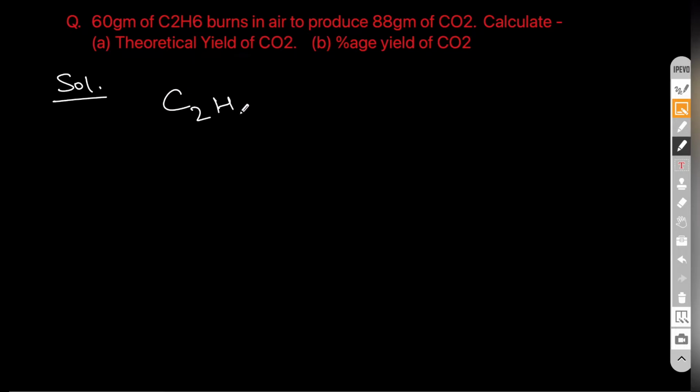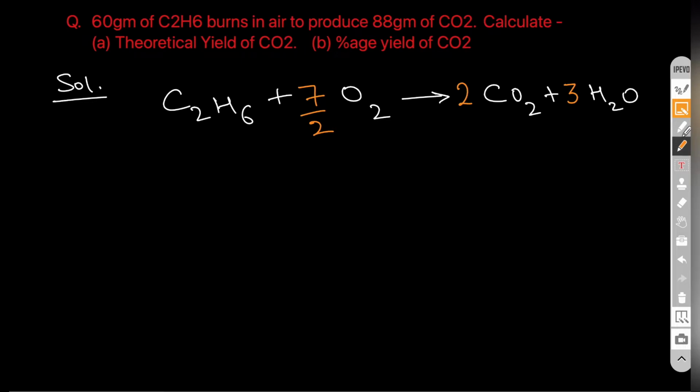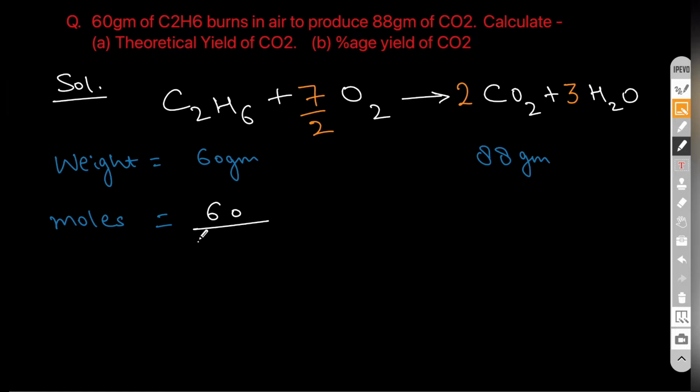First we'll write the reaction: C2H6 burns in air. For air we'll simply write O2, and it forms CO2 and water. Balancing the reaction: first balancing carbon atoms, then hydrogen and then oxygen. Here there are 7, so 7 by 2. Now the weight given for C2H6 is 60 gram and weight of CO2 formed is 88 gram. Now moles for C2H6 is 60 divided by 2 times 12 plus 6 times 1, which is 2.